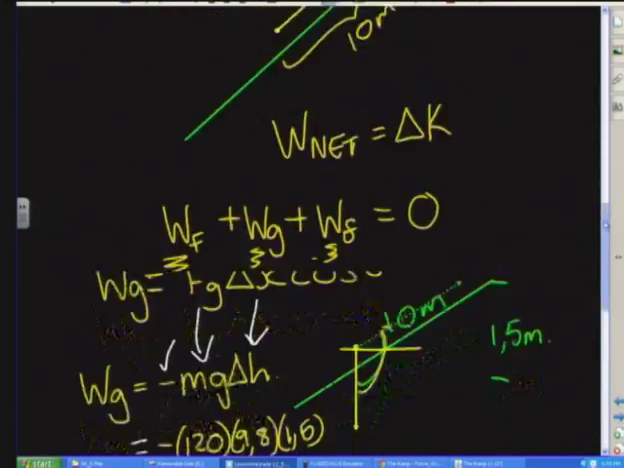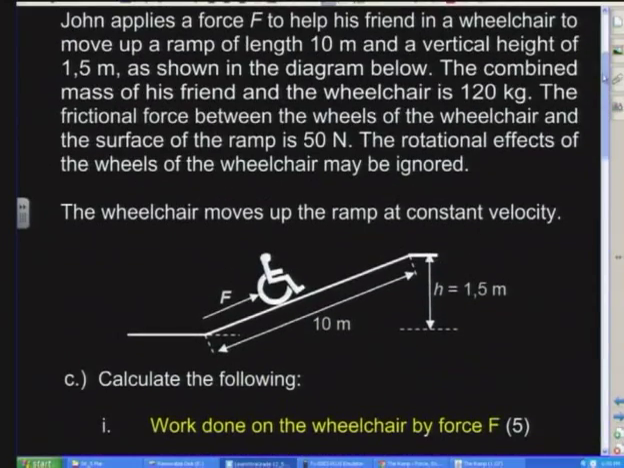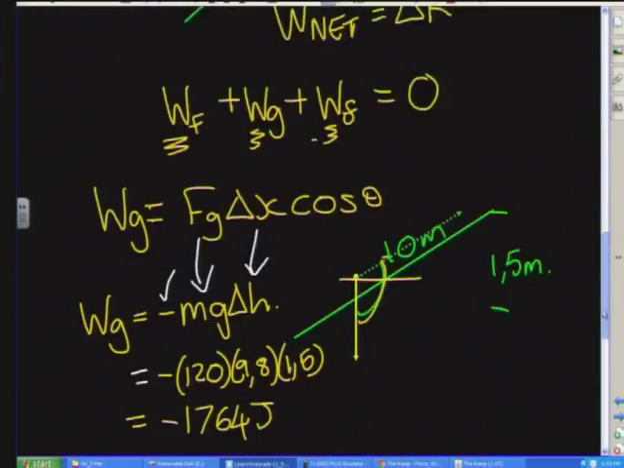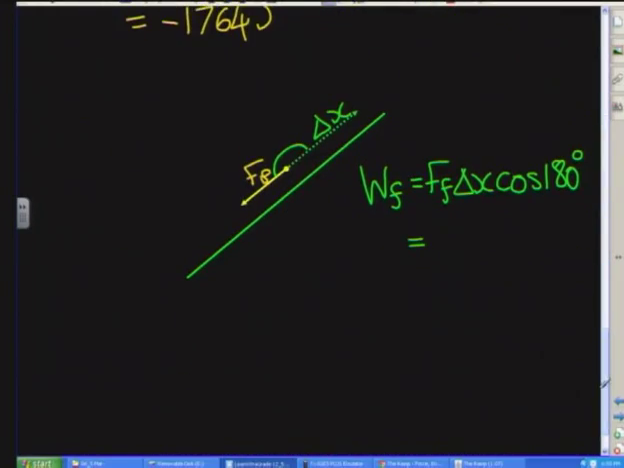So let's just remind ourselves what the frictional force was. The frictional force over here is 50 newtons. It's inside my information. So let's use my 50 newtons, and let's use the displacement of 10. So there we go. We've got 50 multiplied by a displacement of 10 multiplied by cos 180, which is negative 1. So what we've got here is negative 500 joules. Okay, so I know that friction is taking away a further 500 joules.